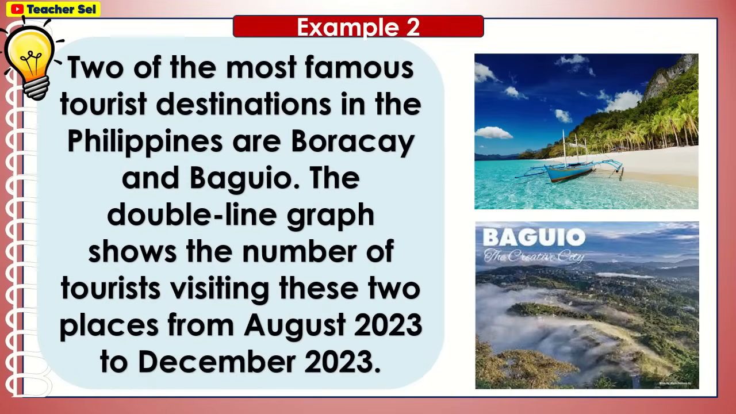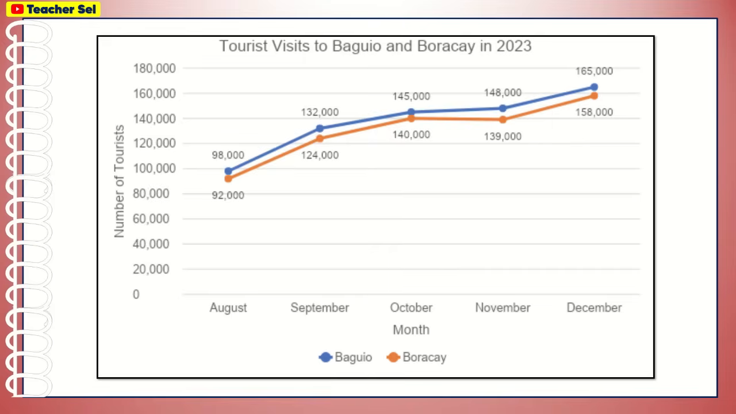Two of the most famous tourist destinations in the Philippines are Boracay and Baguio. The double line graph shows the number of tourists visiting these two places from August 2023 to December 2023.